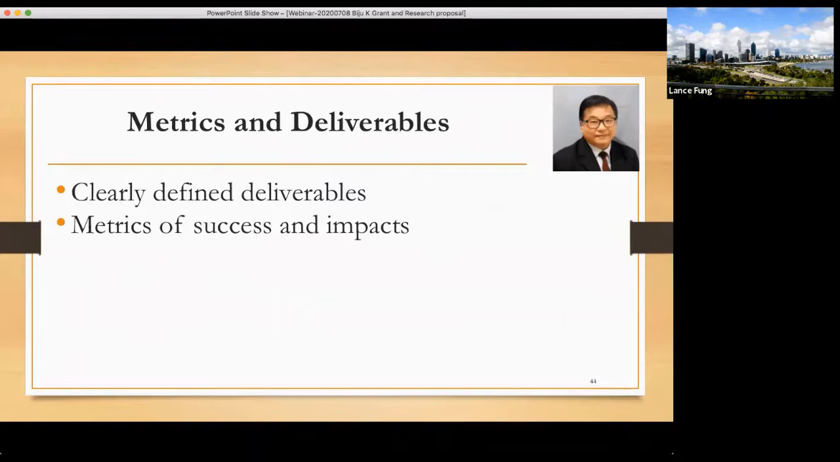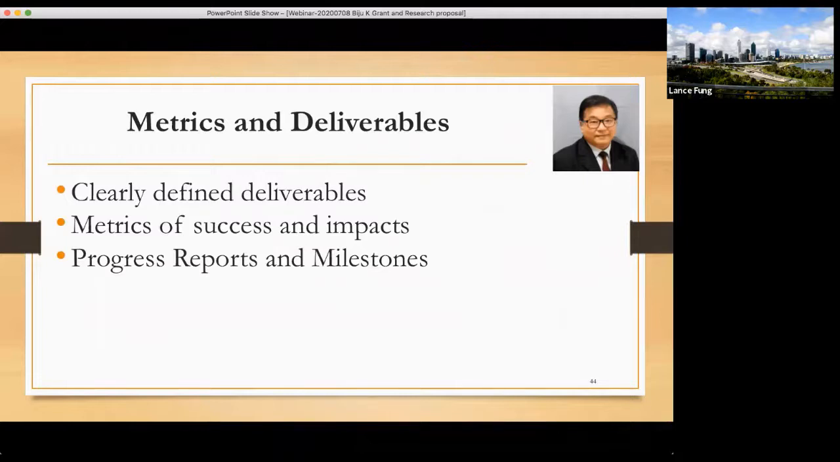I have already mentioned metrics and deliverables. They must be clearly defined, and also how you measure your success, and in particular impact. Now, impact is an important word. In terms of bringing lights to the community, you can argue, okay, how many houses are going to benefit from it?